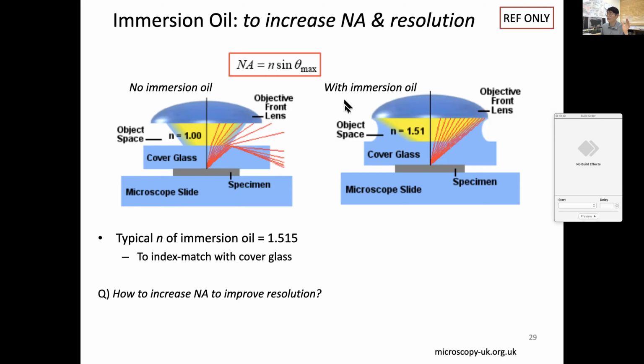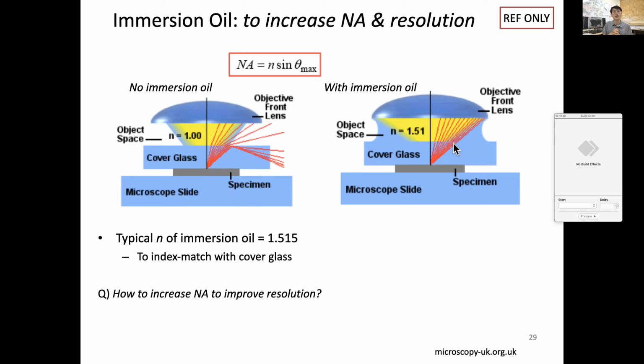What if you fill this with an oil, which has a matching refractive index? Then this ray keeps passing through until this angle. Because previously that angle was so high that they didn't even go through. That's why this one provides you more spatial information, or spatial resolution. Hope that makes sense. So the typical refractive index of oil is 1.515. So index matching is very important.